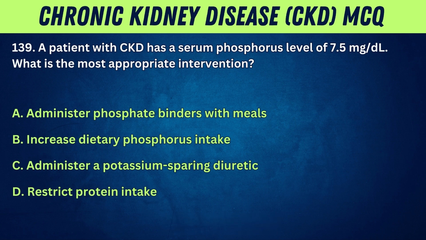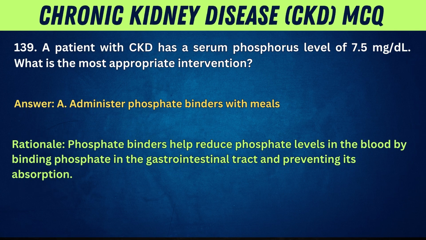139. A patient with CKD has a serum phosphorus level of 7.5 milligrams per deciliter. What is the most appropriate intervention? A. Administer phosphate binders with meals. B. Increase dietary phosphorus intake. C. Administer a potassium-sparing diuretic. D. Restrict protein intake. Answer: A. Administer phosphate binders with meals. Rationale.